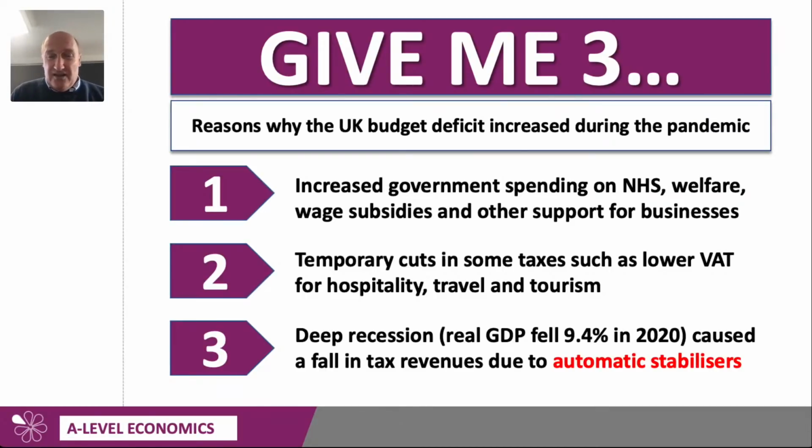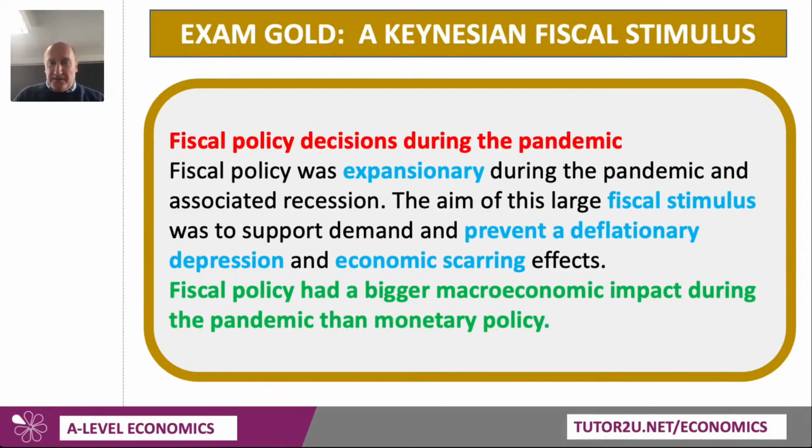Just picking up on that, I want to say a little bit about fiscal policy during the pandemic. There's no question that what you have in 2020, 21, and to a lesser extent this year, is one of the biggest examples of classic Keynesian fiscal stimulus policies. Fiscal policy was extremely expansionary during the pandemic. I mean, it had to be, because the aim was very simple: to support aggregate demand and prevent a deflationary depression.